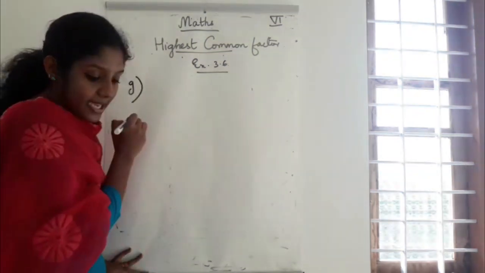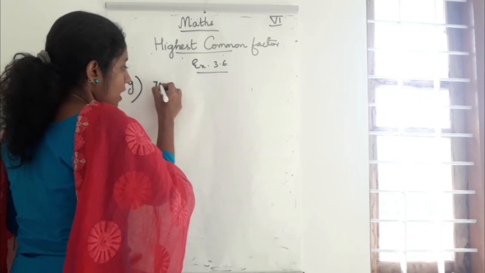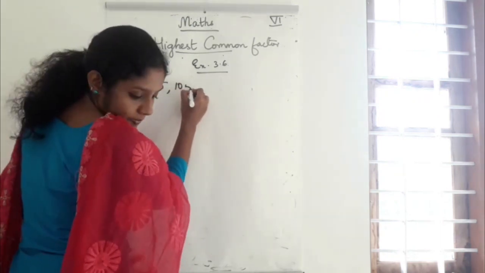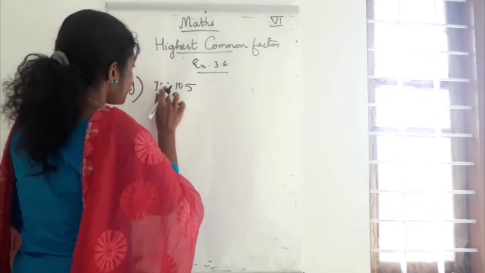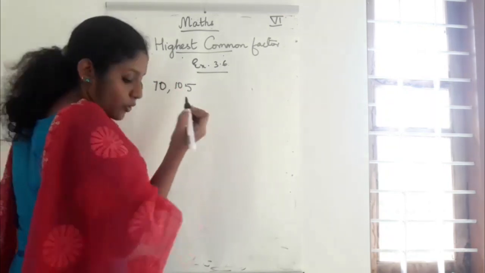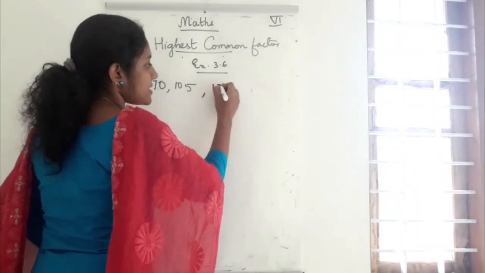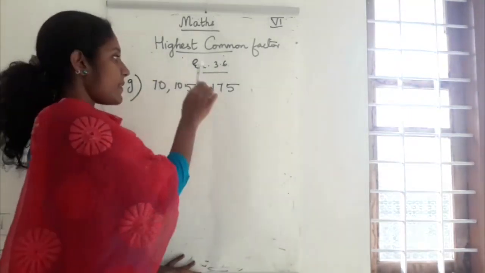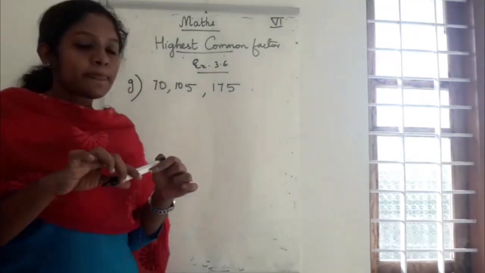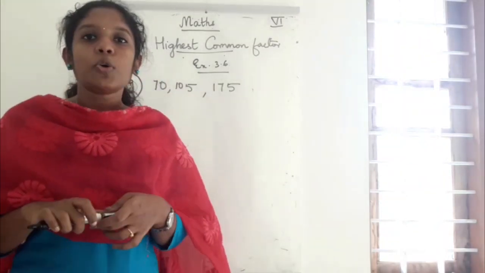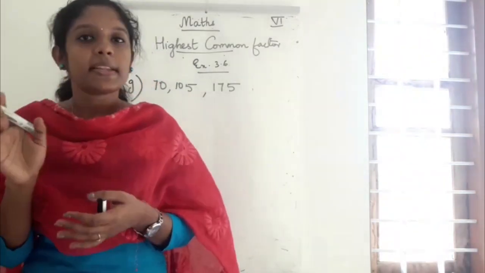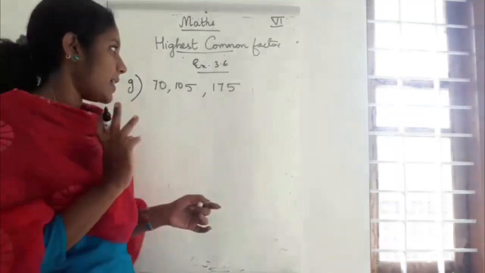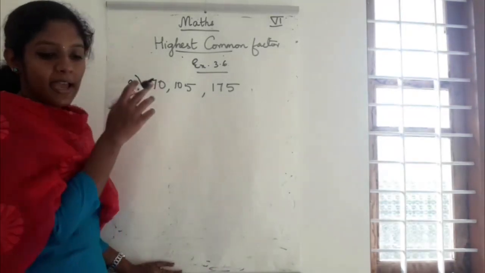Find the HCF of 70, 105 and 175. I will be doing this HCF of 70, 105 and 175. Here, once more, I am going to do the prime factorization tree and the division method. So 70, 105 and 175.